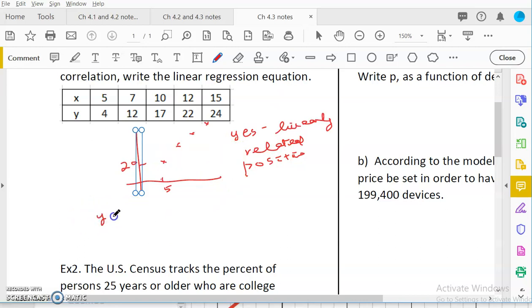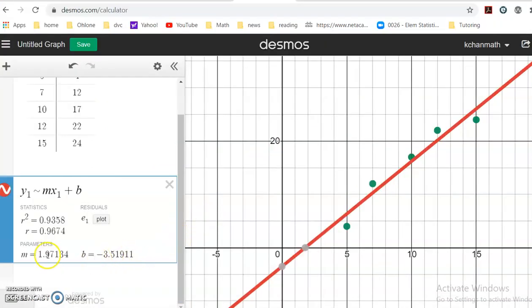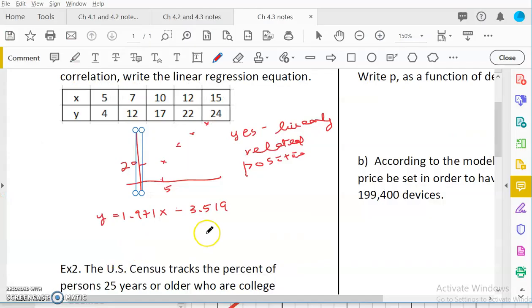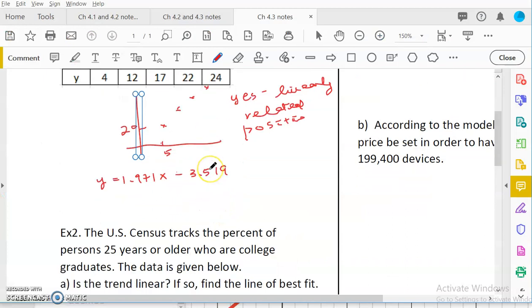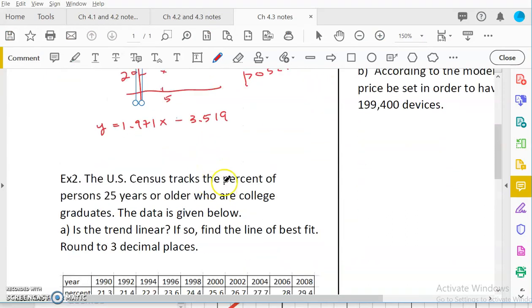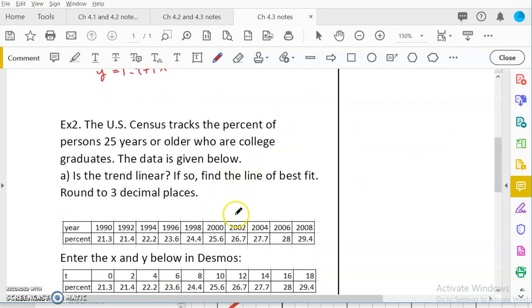y equal to, we don't have to say y1, 1.97x plus minus 3.519. If they don't say anything, you use 3 decimals. 1.971, negative 3.519. Right, so that's how we can use it to predict y with x. So that's basically what you do. So in the second example, we say the U.S. Census tract percentage of persons 25 or older who are college graduate.